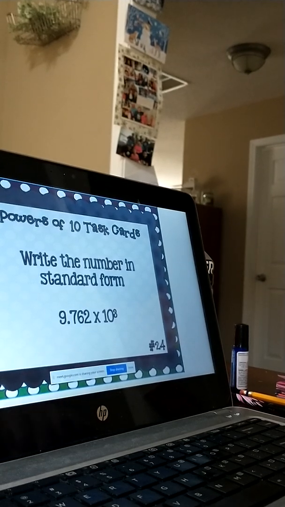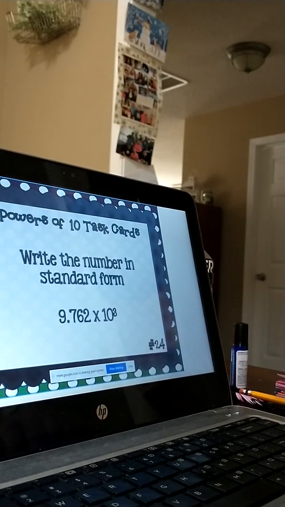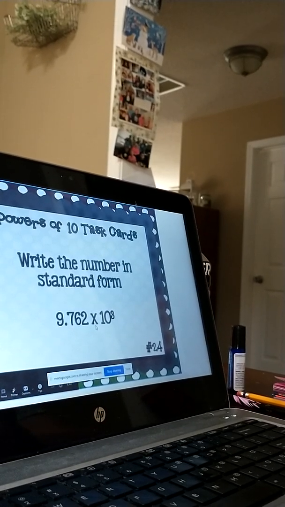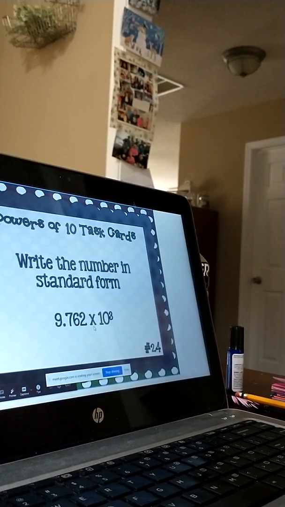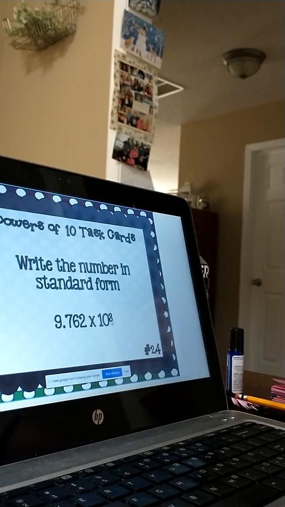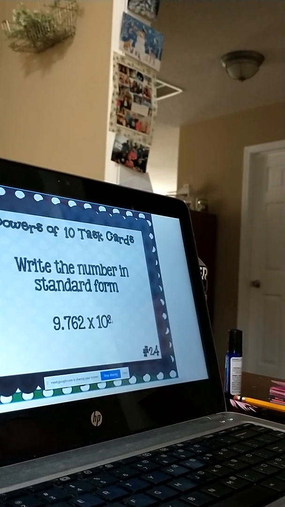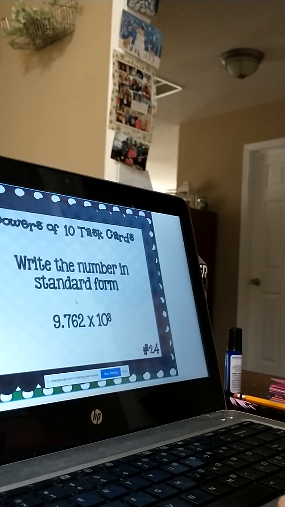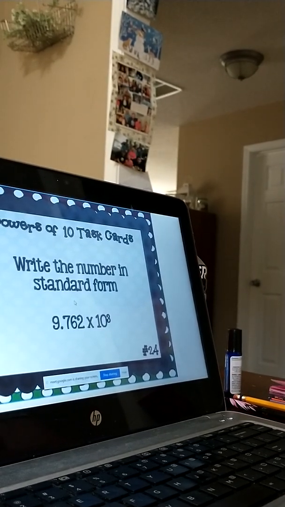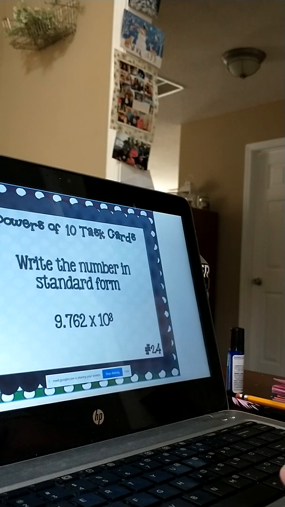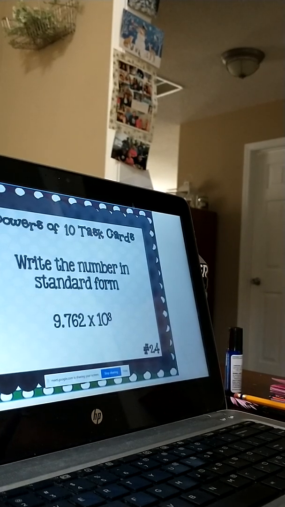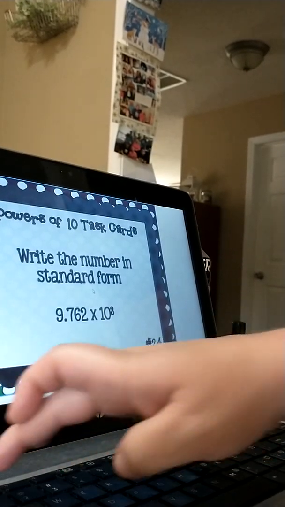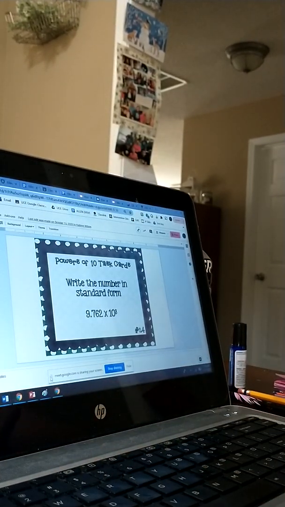We wrote this in our notebook: if you multiply by a power of 10, you're going to move the decimal to the right that many spaces according to your exponent. If you are dividing by a power of 10, you are going to move your decimal to the left that many spaces according to your exponent. So let's do this one. I'm going to take it over here to paint.